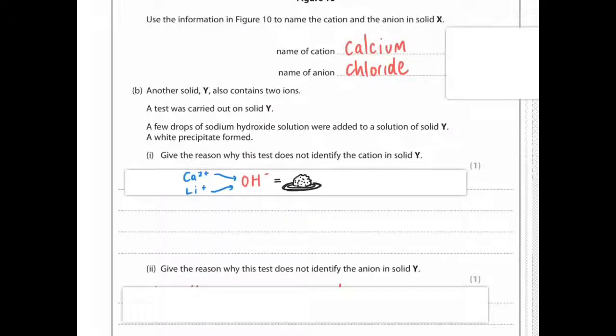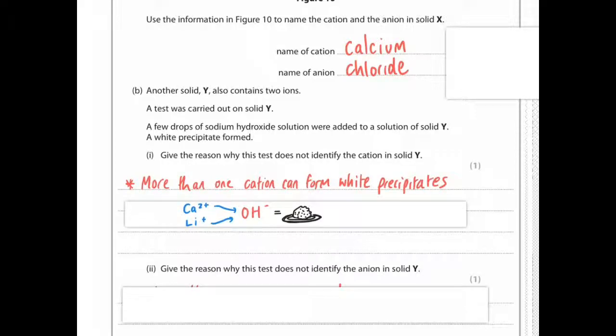So what is happening here, you have to use intelligent guesswork, is that the metal ions in this solid are reacting with the hydroxide to form a metal hydroxide, which is forming a white precipitate. But the reason why you can't identify it, and you could probably logically figure this out, is more than one cation will react with a hydroxide ion to form a white precipitate. So if you have two ions, let's say for example calcium or lithium ions, imagine if they were both in there and they reacted with the hydroxide, they'd both form white precipitates, so you can't identify which one you've got. So more than one cation can form a white precipitate.